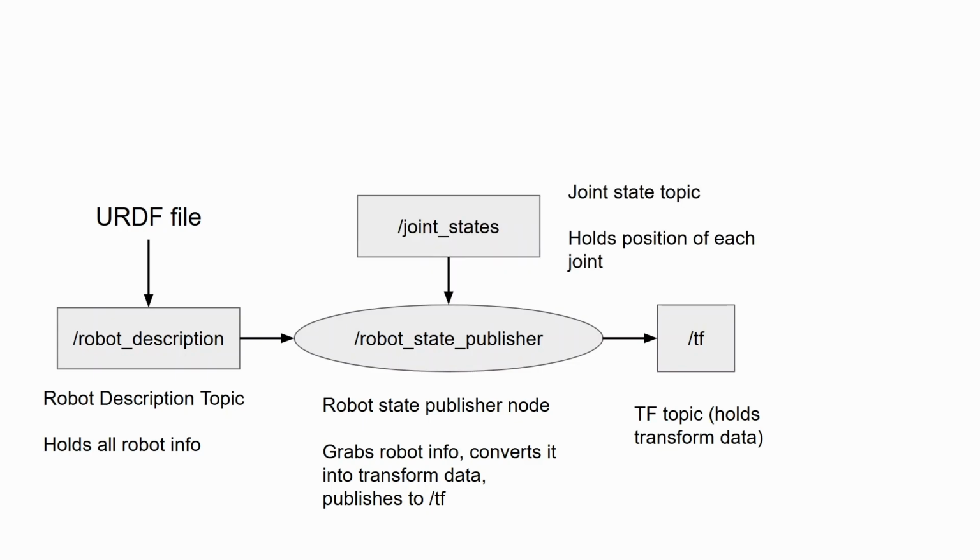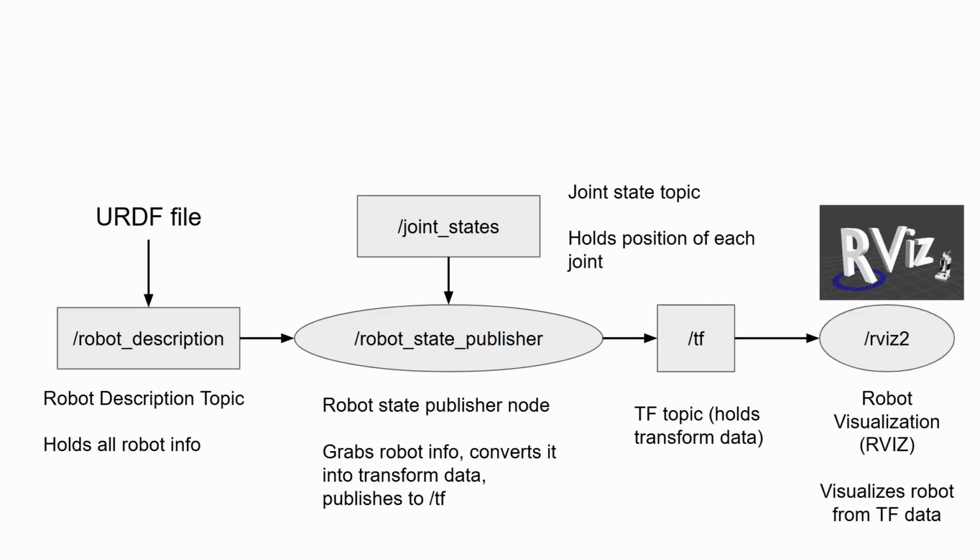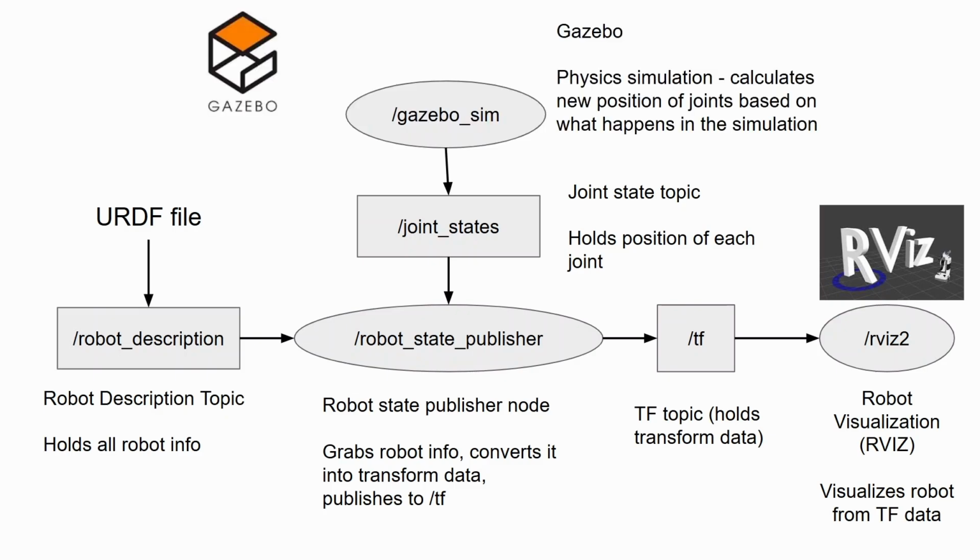It'll also take in information from the joint states topic, which just holds information about the rotation and position of certain joints if they are able to move around, which in our case will be the wheels of our robot. There's a software called RViz, which helps you visualize robots, and it'll take data from the transform topic. There's also another software we're using called Gazebo, which is a physics simulation. That physics simulation is going to be calculating the new position of our rover and updating it in the joint states topic, which will eventually be visualized in RViz. So now that we know how ROS works and what we're doing, I'm going to code up our URDF file, visualize it, and then we're going to simulate it in Gazebo.